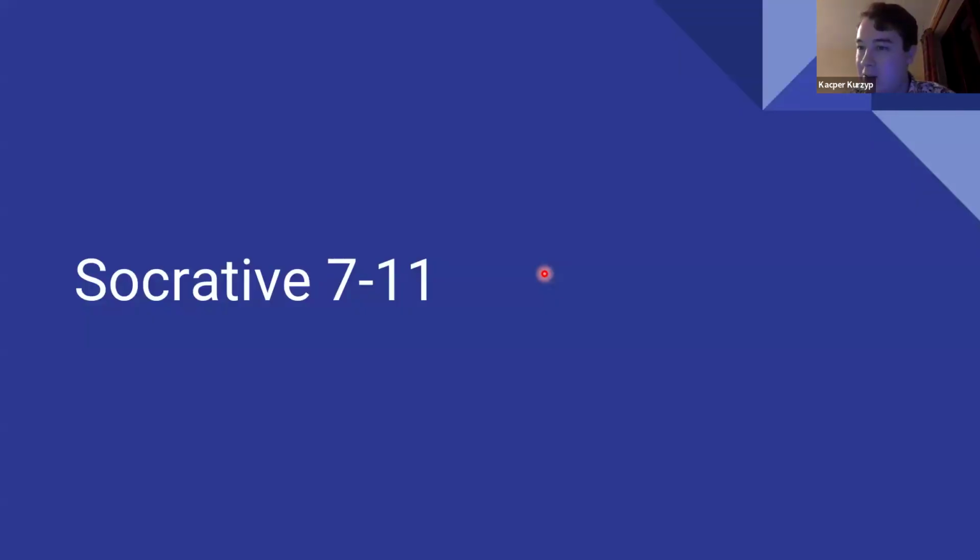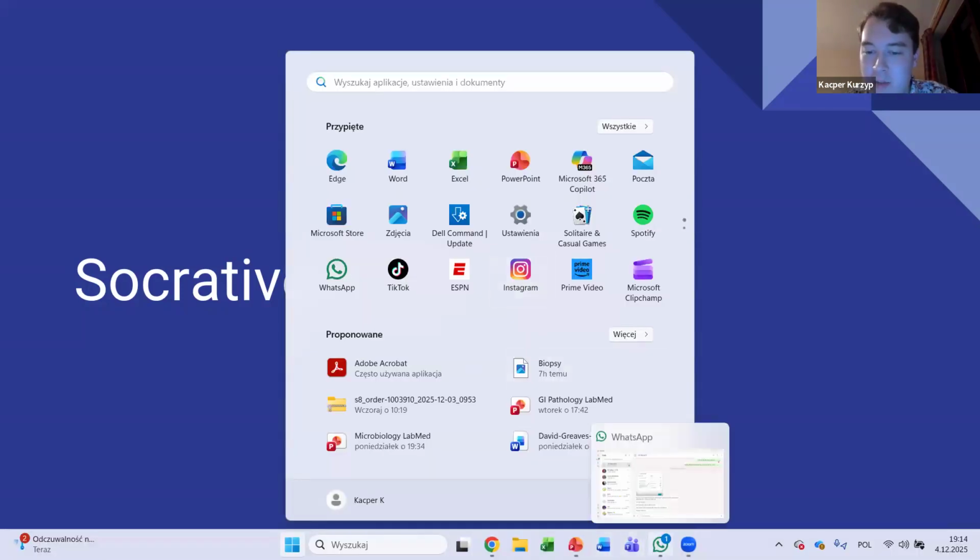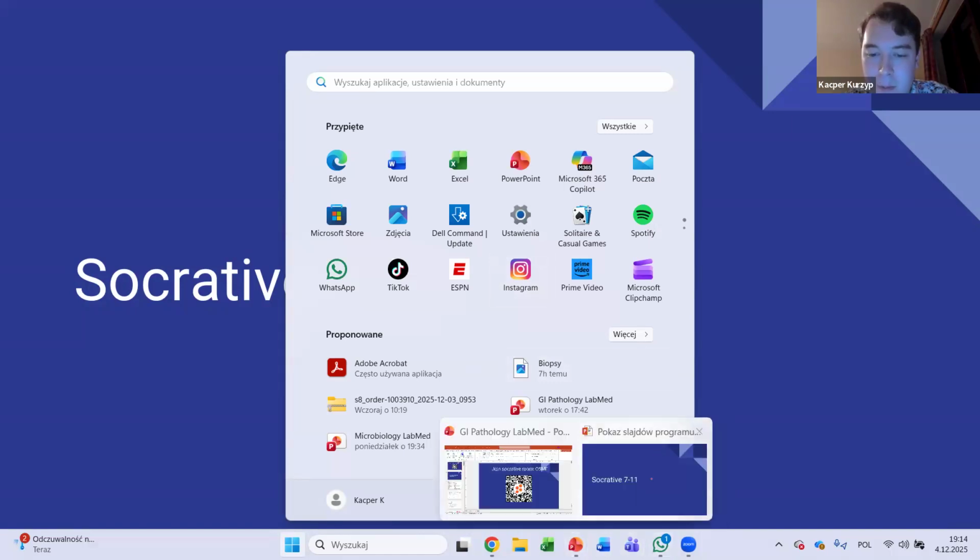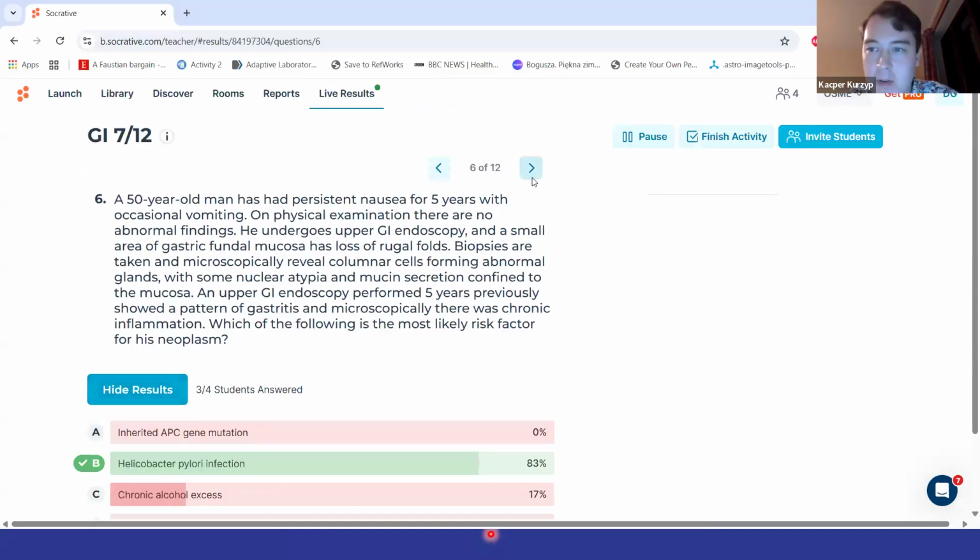And now I have just a set of final Socrative questions. I have one more slide, but we'll just go through as many as we are able. Question 7.